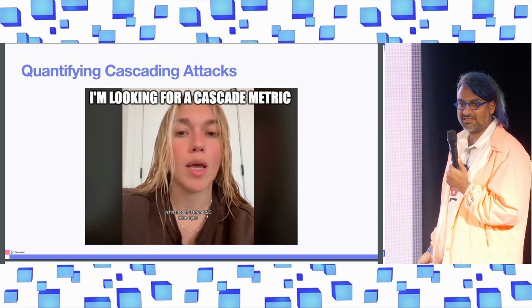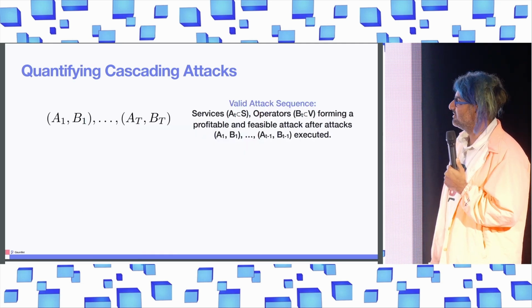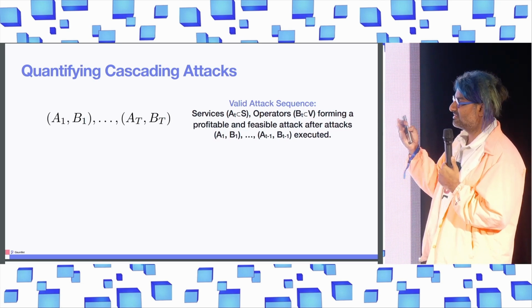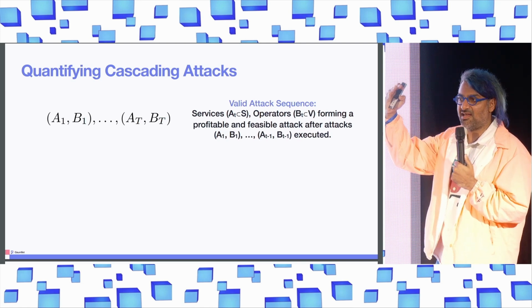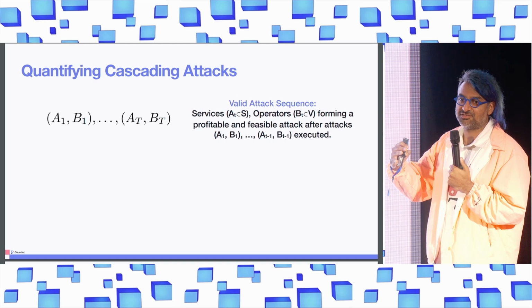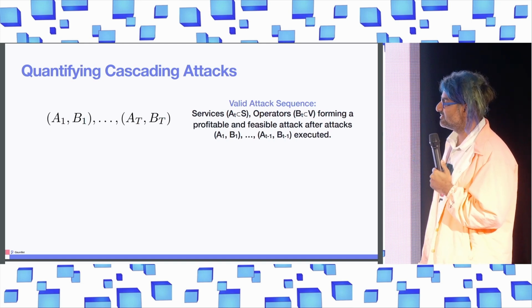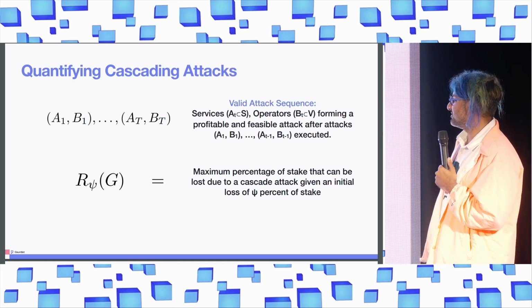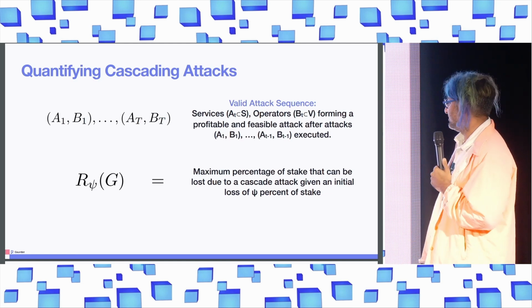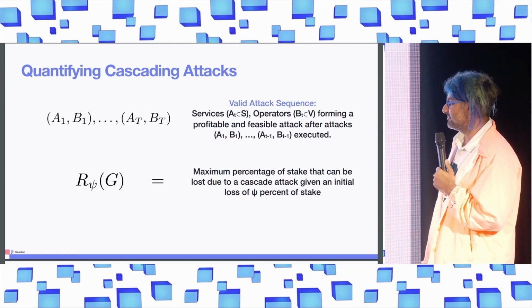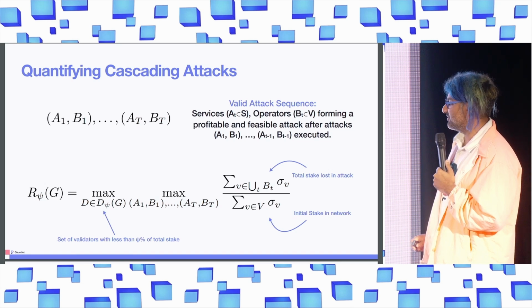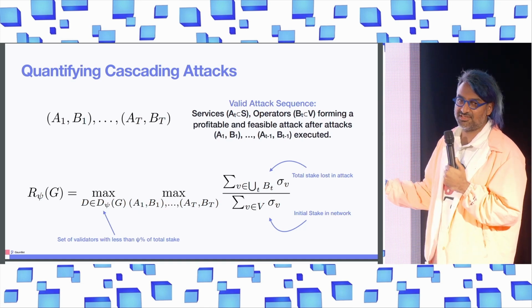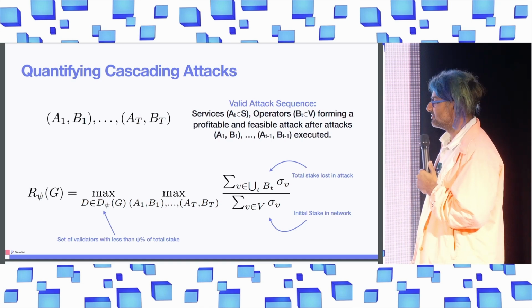So how do you quantify these? The first thing is, imagine we have a sequence of attacks, kind of like what we just saw, where I took out one service, I took out some operators, took out another service, took out some operators. That's what this sequence is. And we define this quantity R(psi) as the maximum percentage of stake that can be lost due to a cascade attack due to an initial loss of up to psi percent of stake. This is what it looks like in symbols, but basically, how much stake is burnt in the attack, divided by how much stake you start with initially, and maximum over all configurations.